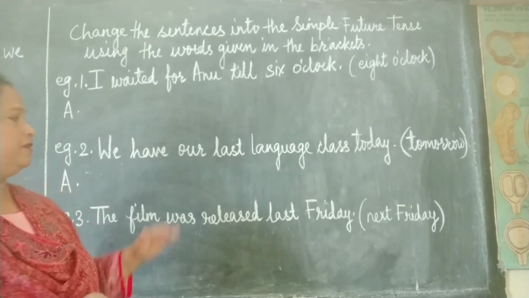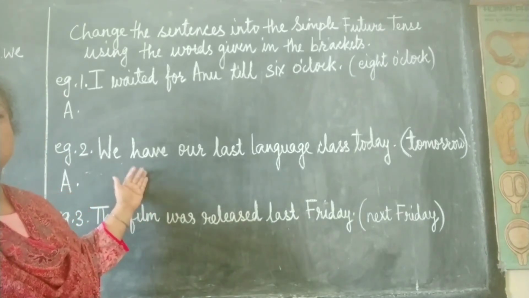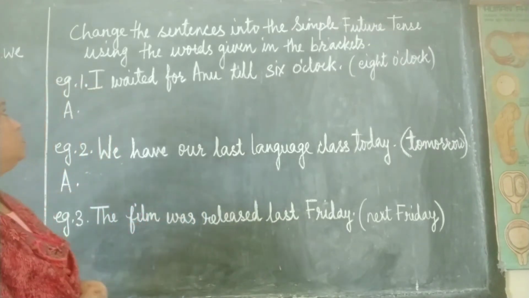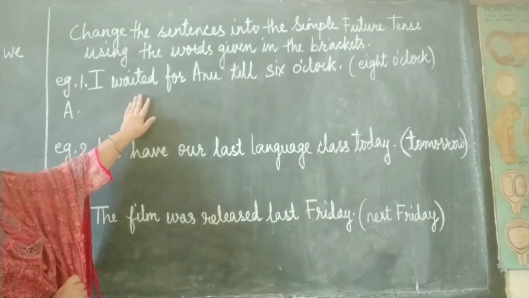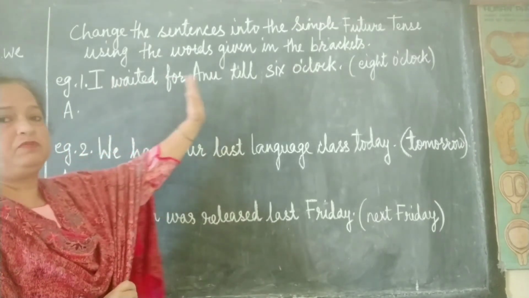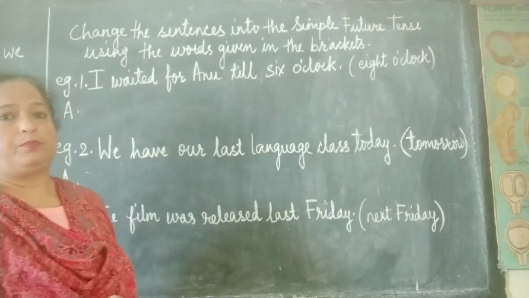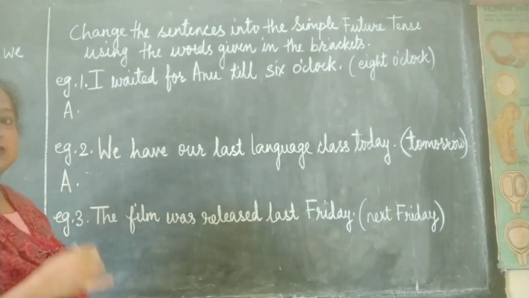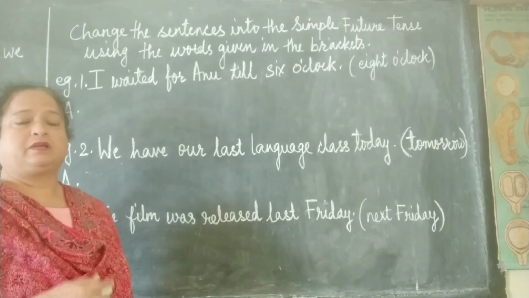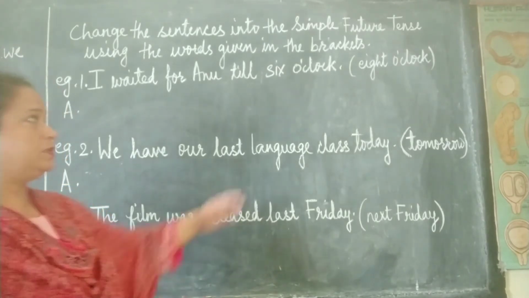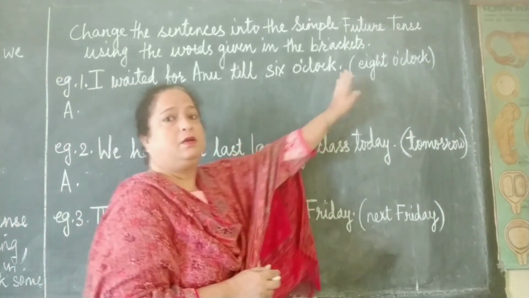So now children, since we have learned the rule or the format to form simple future tense sentences, let us see if we can change these sentences in the simple future tense. So I have written the heading, that is change the sentences into the simple future tense with the help of the words that are given in the bracket. So what are we going to do? We will be writing the sentence with slight changes and we will change the sentences in the future tense with the help of these words in the bracket.